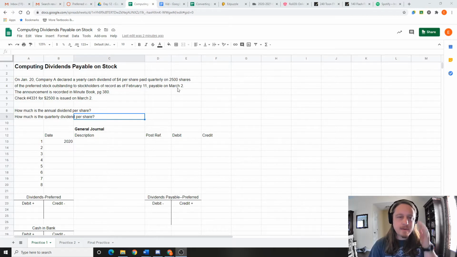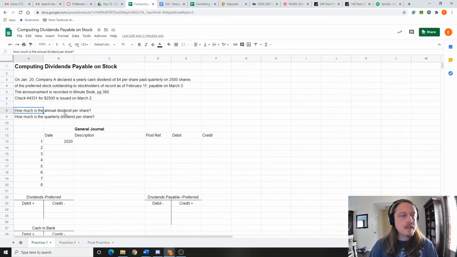Okay, so I just want to take 5 seconds to think about this. How much is the annual dividend per share? Well, it's $4 a year, right? So we're doing $4 for the year. But we're paying this quarterly, which means every 3 months. So every 3 months we're paying a piece of that.